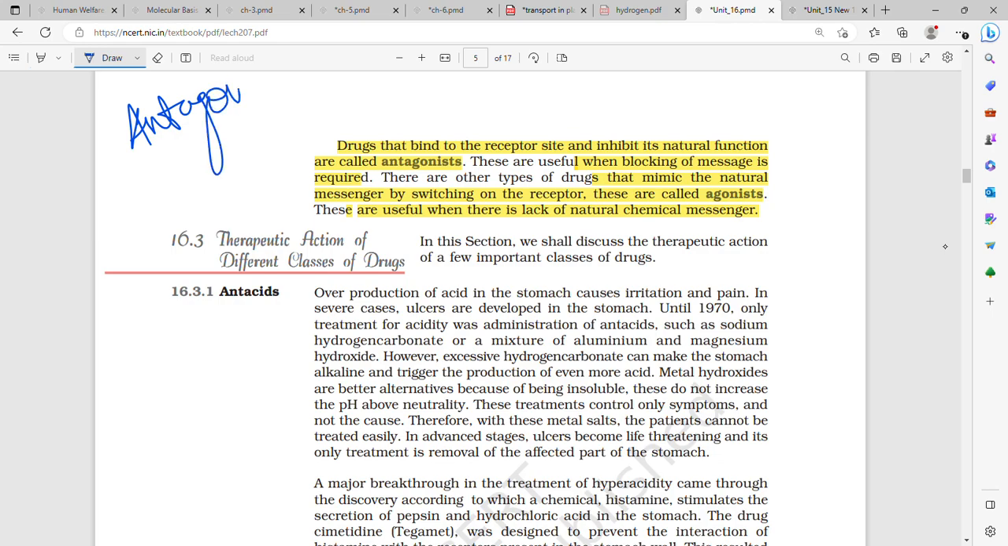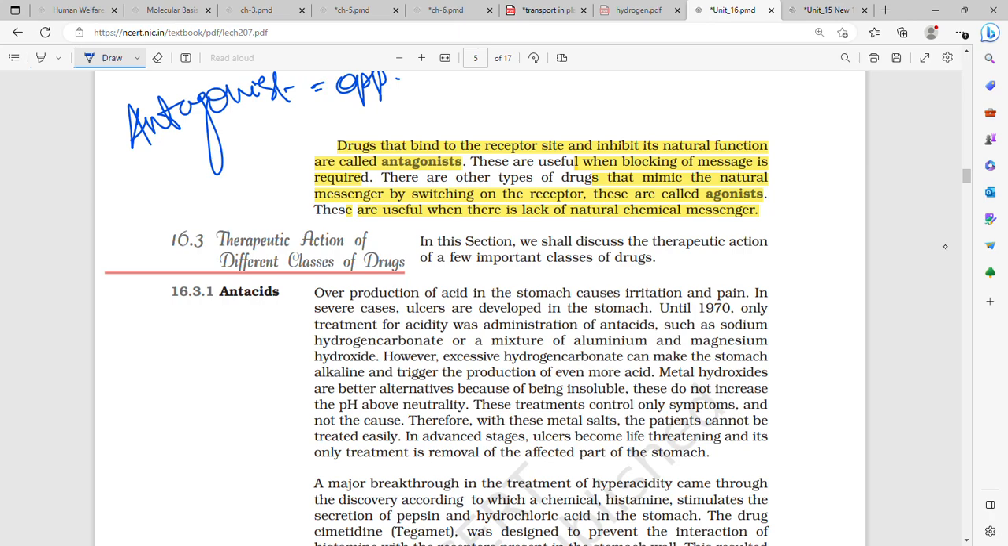Antagonist is always, remember, opposite, something opposing. So drugs which bind to the receptor site inhibit the natural function. There is some natural function going on, and these drugs bind to the receptor protein, and they send a signal into the cell to inhibit the natural function, that is, they are opposing it. Therefore antagonists are useful for blocking of messages, such as histamine, antihistamine, you can take as an example.